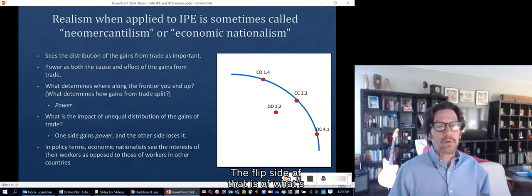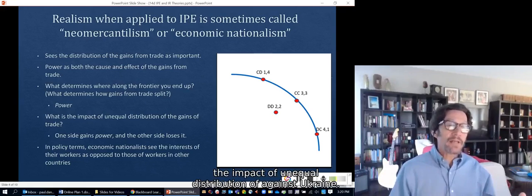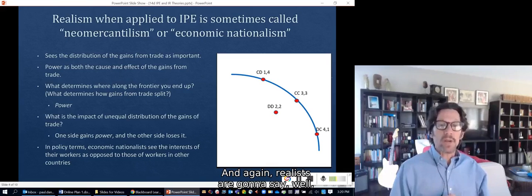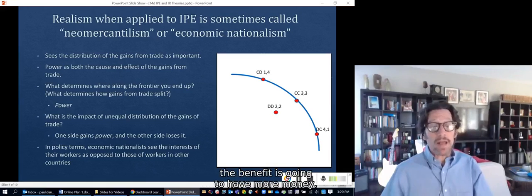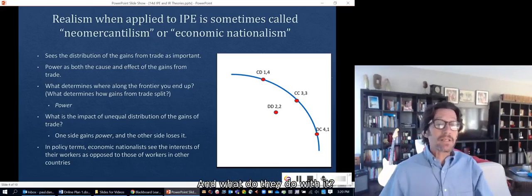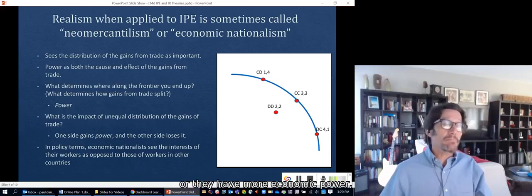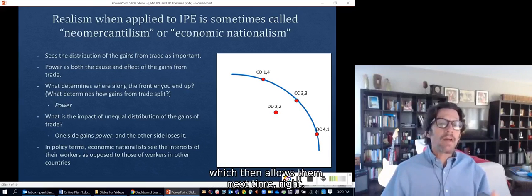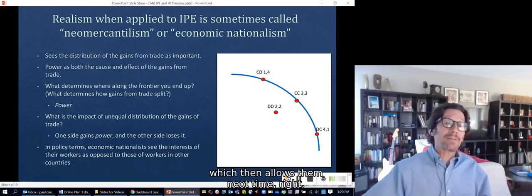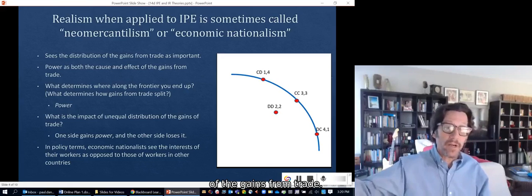The flip side of that is what's the impact of unequal distribution of the gains from trade? And again, realists are going to say, well, whoever gets more of the benefit is going to have more money. And what do they do with it? They buy more weapons, or they have more economic power, which then allows them next time to negotiate an even better distribution of the gains from trade.